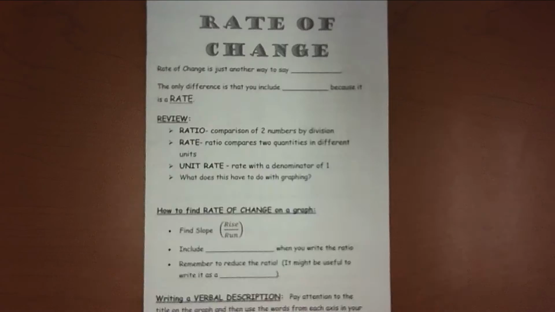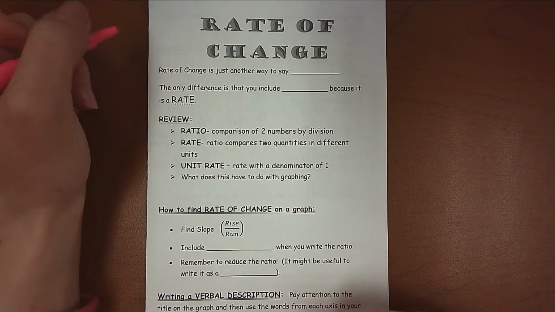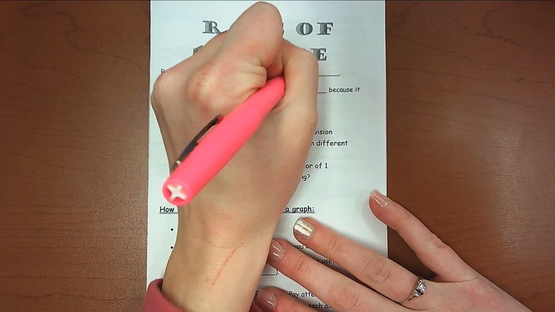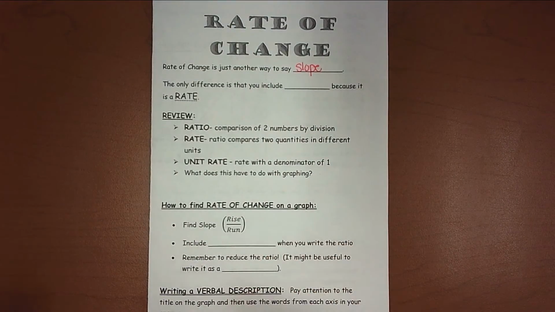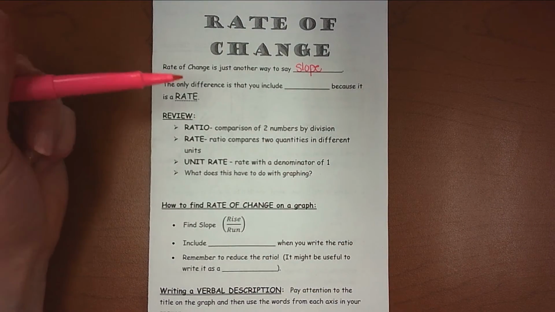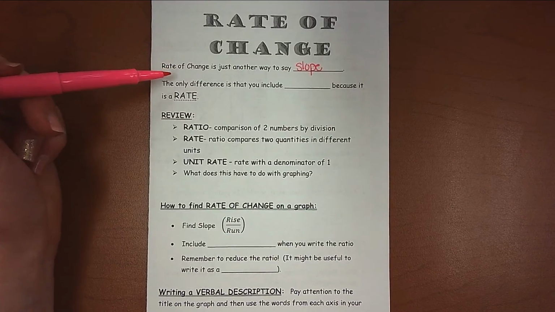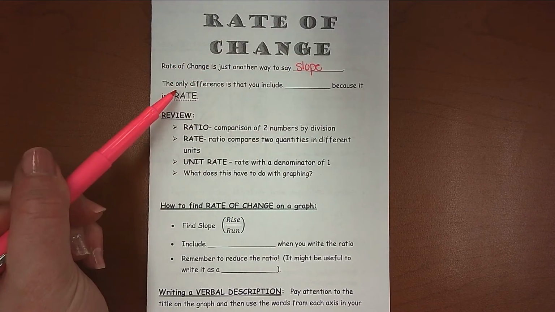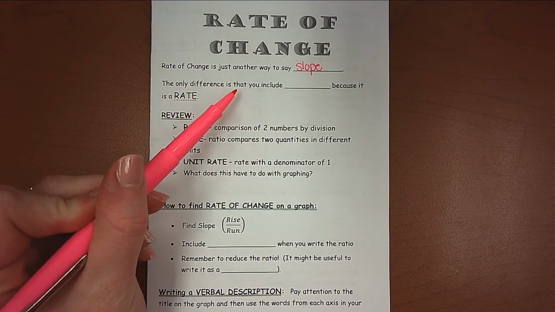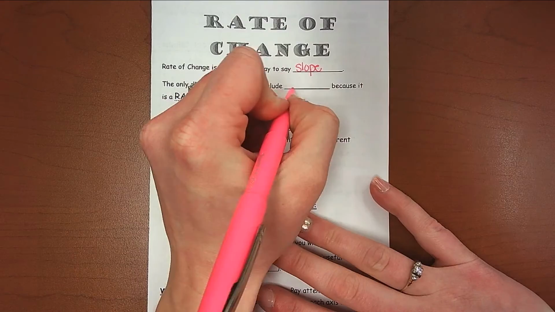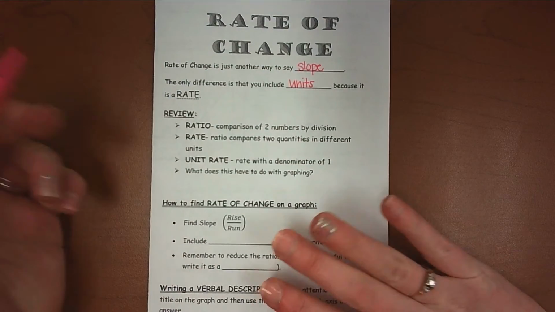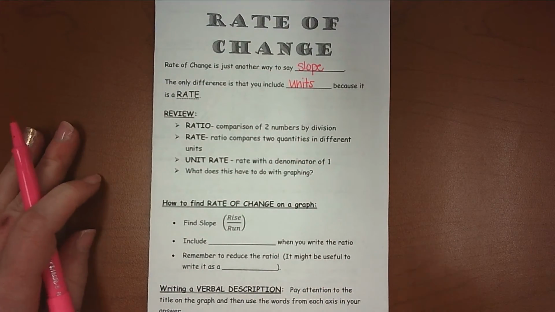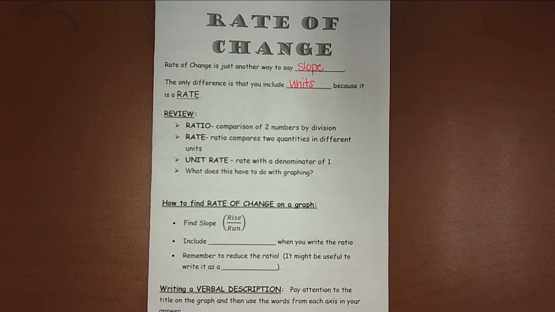Today we're going to be talking about rate of change, and rate of change is just another way to say slope. And we've already talked about slope. Slope is always rise over run, so we'll reiterate some of that here. The only difference between rate of change and slope is that you include units, because it's a rate. Just like a unit rate always has units, a rate of change will always include units.